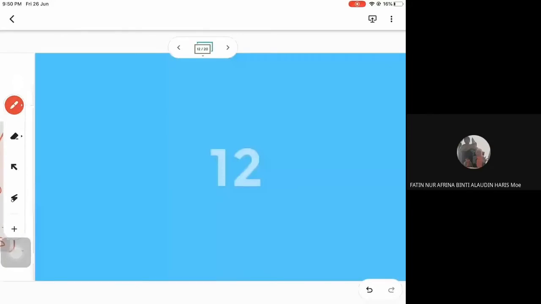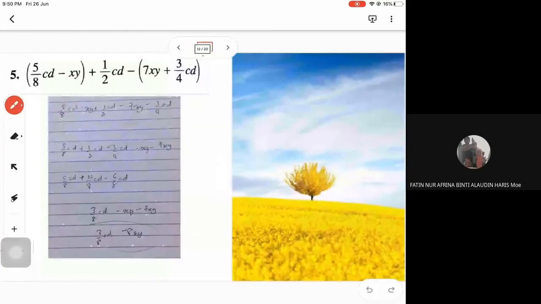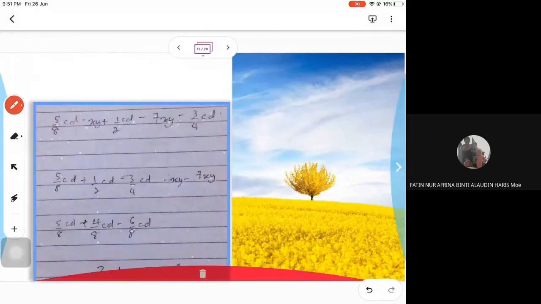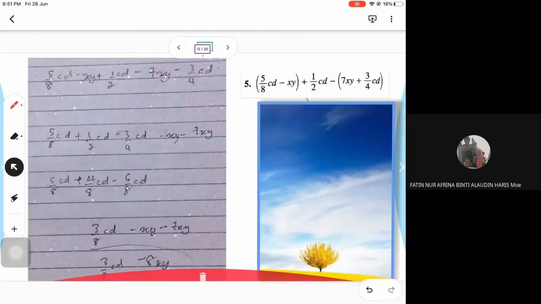Like 12. Siapa ni? Fatin juga? Fatin or Afrina? Yes. Okay, Fatin. Start yang satu ni. Okay, soalan dah hilang. Soalan tadi pergi mana? Padam ke apa soalan? Oh, menyorok.